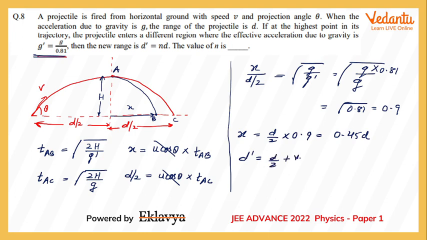Now the new entire range d prime will be written as d by 2 plus x. So it becomes 0.5 into d plus 0.45 into d, which now becomes 0.95 into d. When I compare it with the given value, the value of n turns out to be 0.95, which will be the answer to this question.